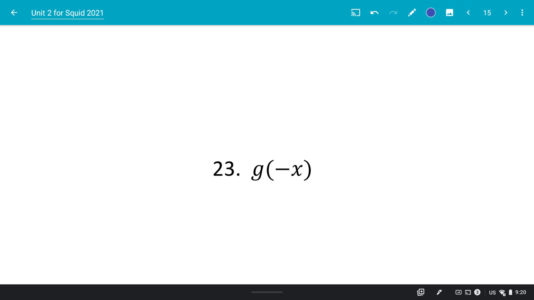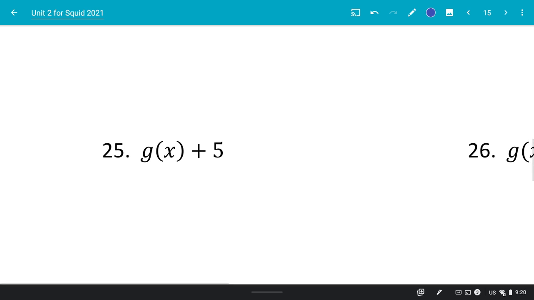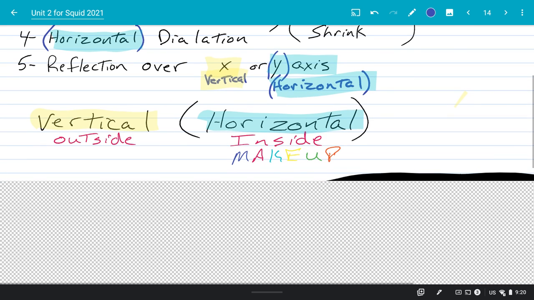What's inside? A -1, right? It's on the inside. So what kind of transformation is that? Horizontal. Are you with me? One more. How about this one? G of x plus 5. Inside or outside? Outside. So it's a vertical transformation of some kind. So we're good with vertical or horizontal. Inside, outside. All right.